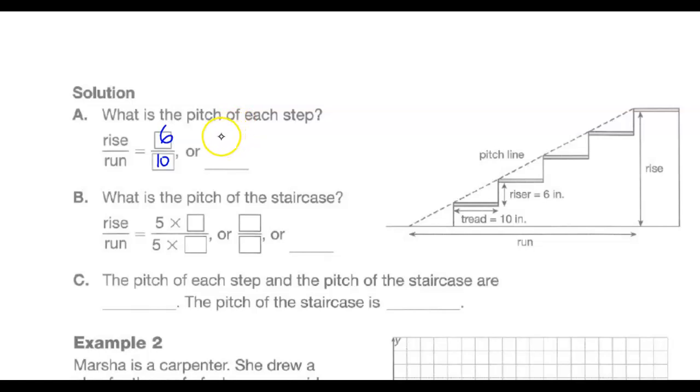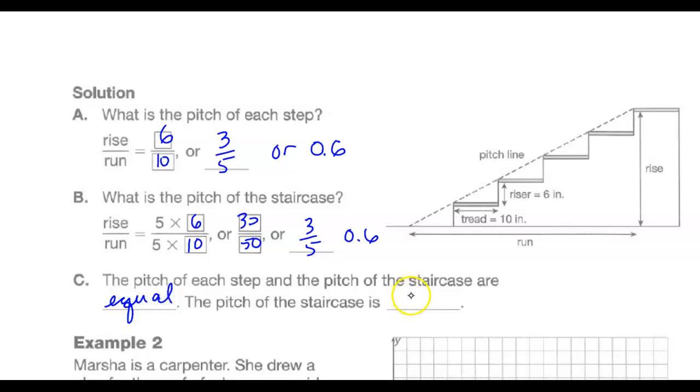That reduces to 3/5, or as a decimal, 0.6. What is the pitch of the whole staircase? Well, we've got 5 steps, so 5 times 6 and 5 times 10, so that's 30/50, which again reduces to 3/5, or 0.6. So the pitch of each step and the pitch of the staircase are equal. And it's 0.6 if we use decimals.